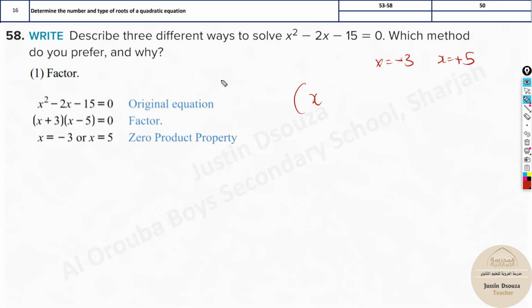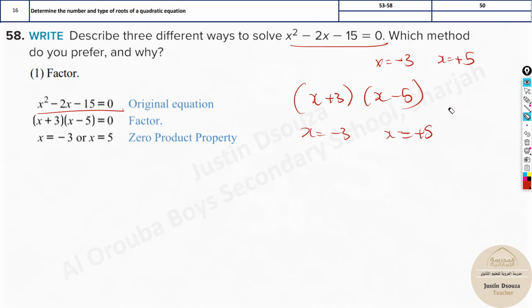When you write it as factors, you cannot use the calculator method. So write this question as it is, the original equation. Then we write the factors. Whatever answer you get, take it inside. It will be x plus 3, x minus 5. Now the answer is x is equal to minus 3, x is equal to plus 5.